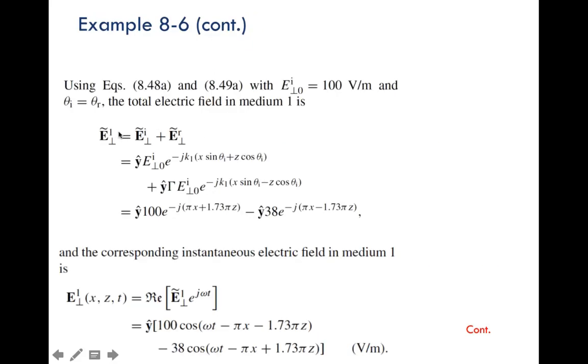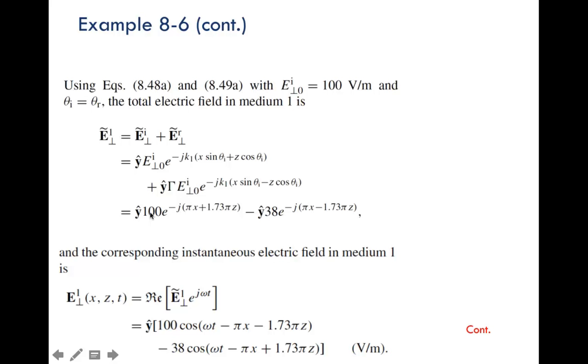Then the total electric field in medium 1 is the incident and the reflected. So we take our incident, and then we take our incident and multiply it by gamma. Notice the sign on z cosine theta is reversed because this one is moving in the backwards direction, at the oblique angle still, but in the backwards direction. We then can substitute in the sine of theta i and the cosine of theta i, so that we get an expression that looks like this.